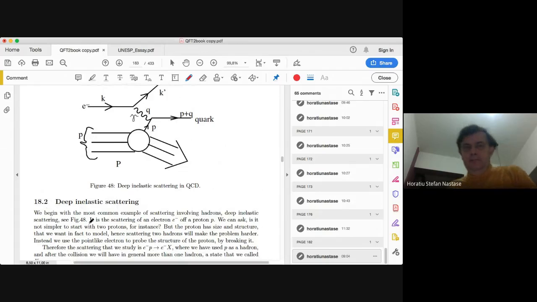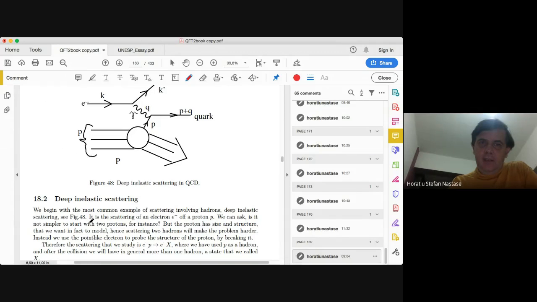So deep inelastic scattering is one important experiment, one of the most important ones. It involves the scattering of an electron off a hadron, but usually the hadron is the proton. The reason is, of course, that the proton has charge, and so does the electron. So there would be an electromagnetic force between them.